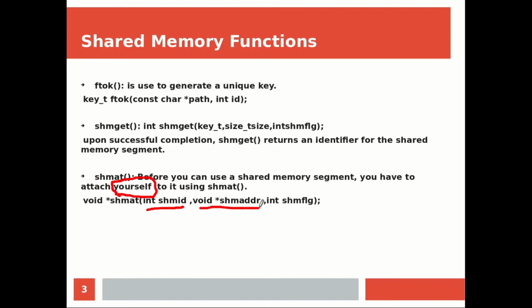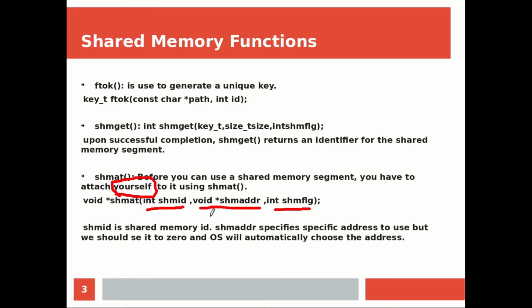Then shmaddr and shmflg. These are the three parameters provided to the attach function. shmid is the shared memory ID. shmaddr specifies a specific address to use, but we should set it to 0 and the OS will automatically choose the address. You can specify the address that you want, but as the memory is abstract to us, that means we don't have the implementation details of the memory. Those details are available with the operating system. So we will leave this task to the operating system. The operating system will decide to which location the shared memory is to be attached.